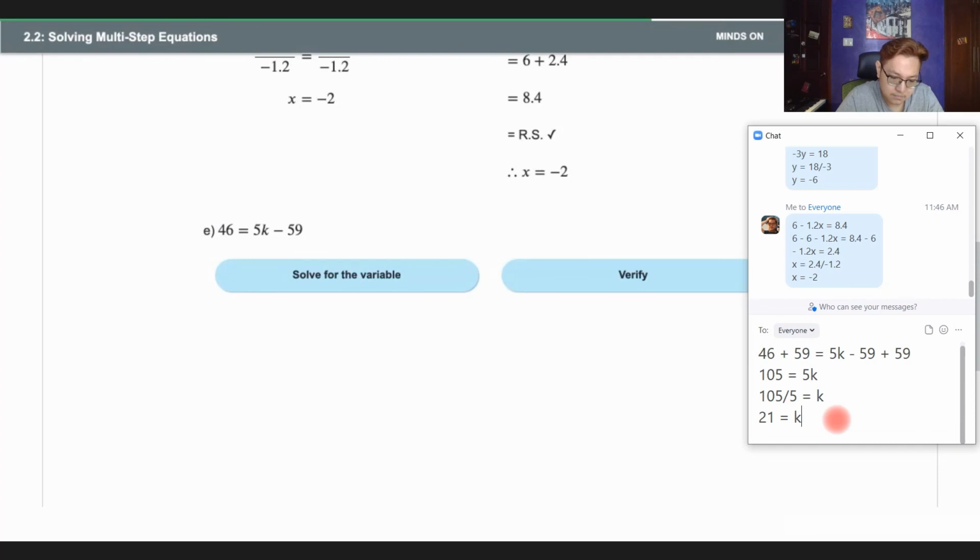And then you bring the 5 to the left and down there. 105 divided by 5 is equal to 21. So 21 equals k. Yeah, 21, right? Are you sure? Yeah, I'm sure. Okay, check again everything, please.